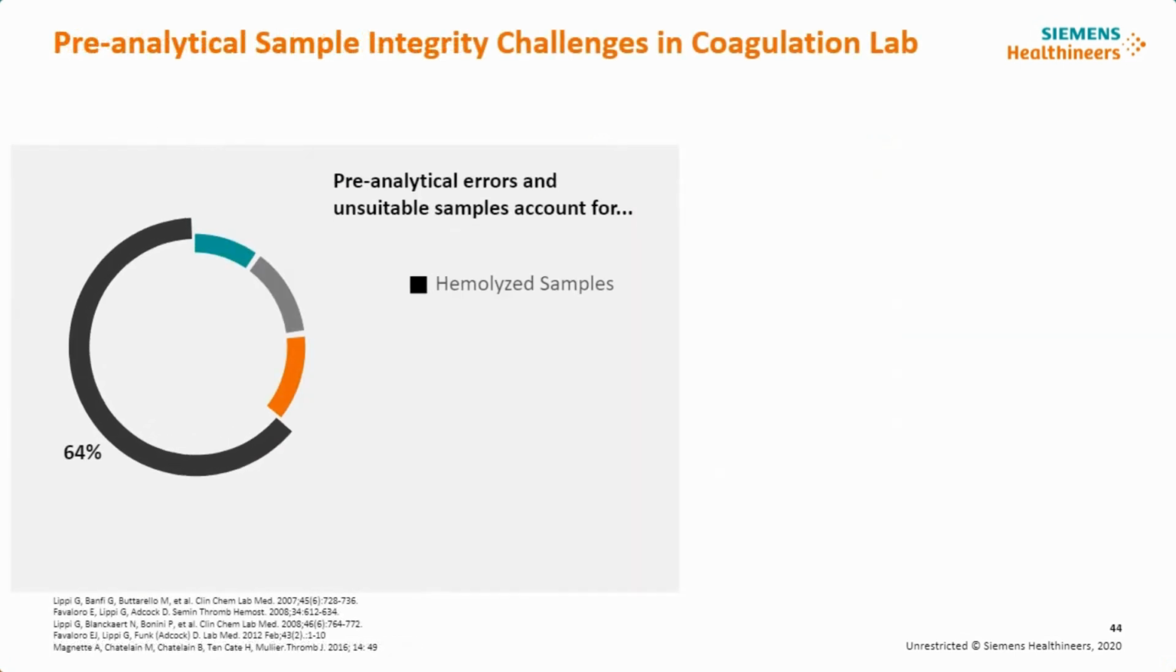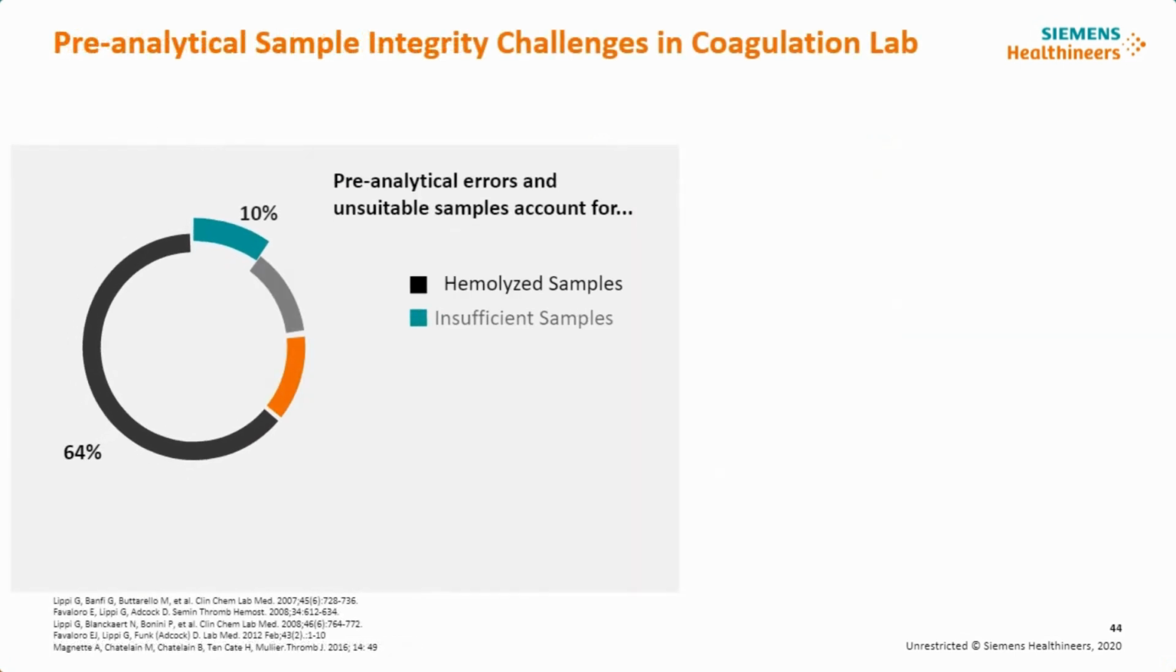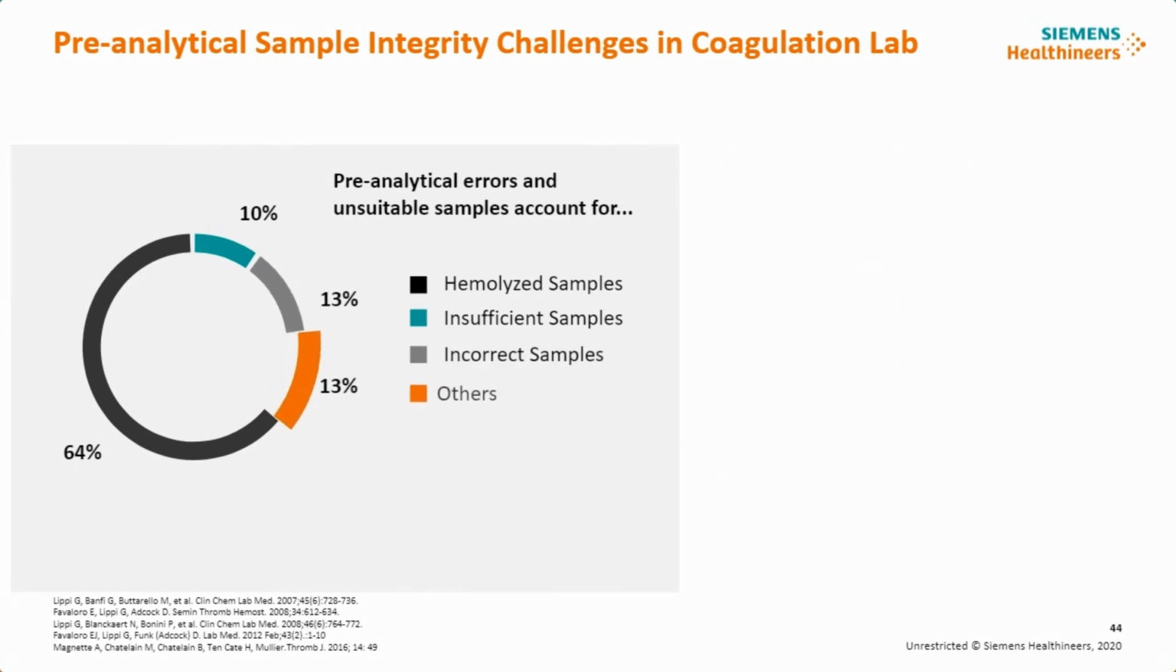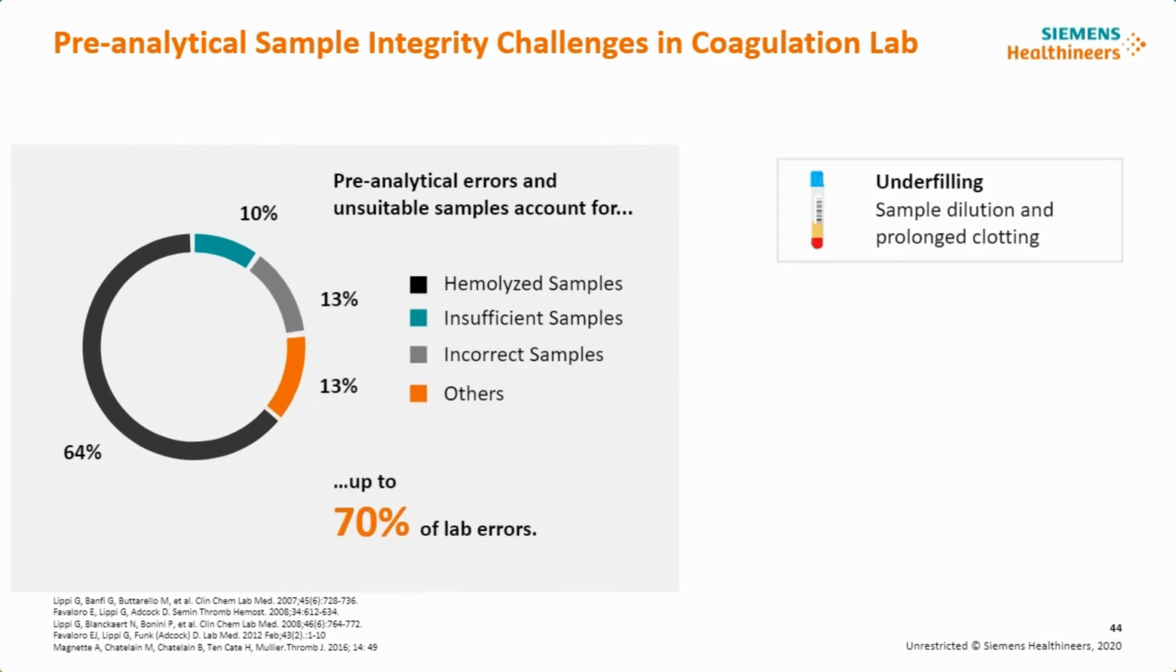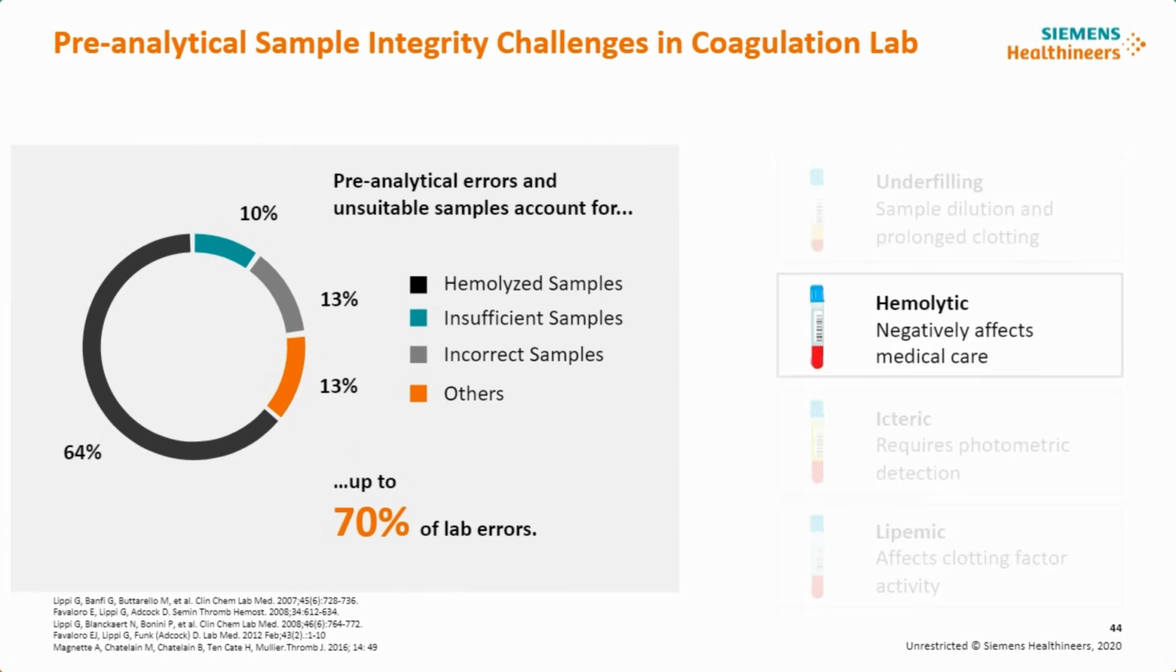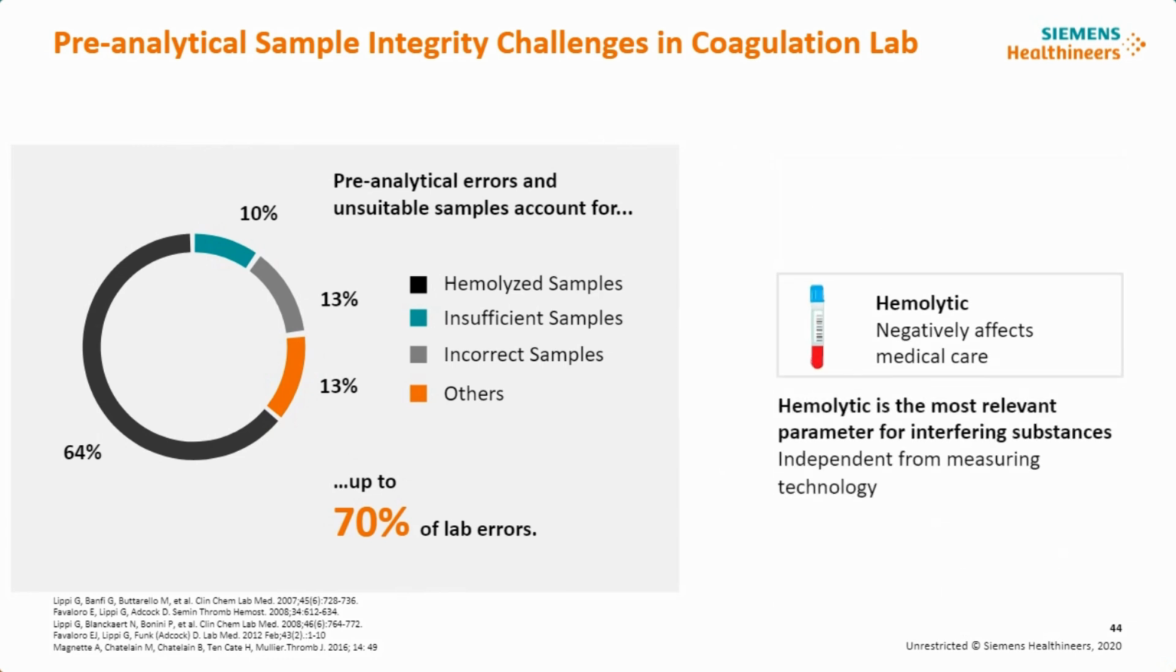Again, this is just a repeat of the slide that I showed before, indicating the importance of these hemolyzed specimens, in which they contribute to about 70% of the lab errors that we see in the clinical lab. And hemolysis is the most relevant parameter of the interfering substances that we see. And it really is independent of the measuring methodology.